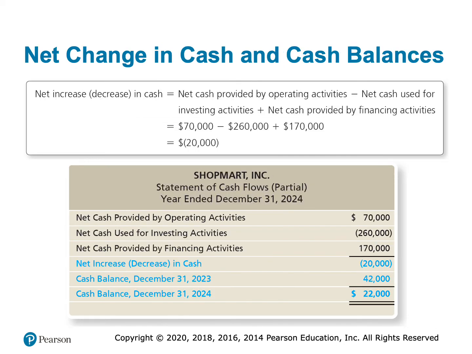Now, if we combine this with the operating activities, which were a positive 70, we subtract out the cash from investing, which was a negative 260, plus the cash from financing of a positive 170, we see that cash decreased by $20,000, which is exactly what our balance sheet says. So we'll add our beginning cash balance, or last year's balance of 42, which gives us the 22,000 ending balance, which is exactly what the balance sheet says it's supposed to be. So that all works out.